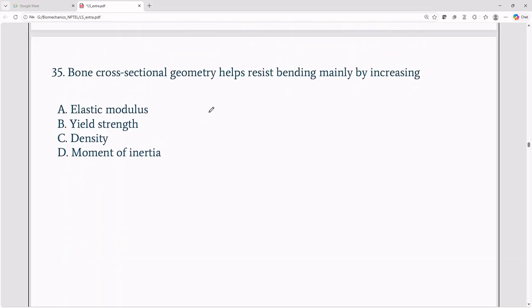Next question. The bone cross-sectional geometry helps resist bending mainly by increasing which among the following? Options are option A, elastic modulus, option B, yield strength, option C, density, option D, moment of inertia.